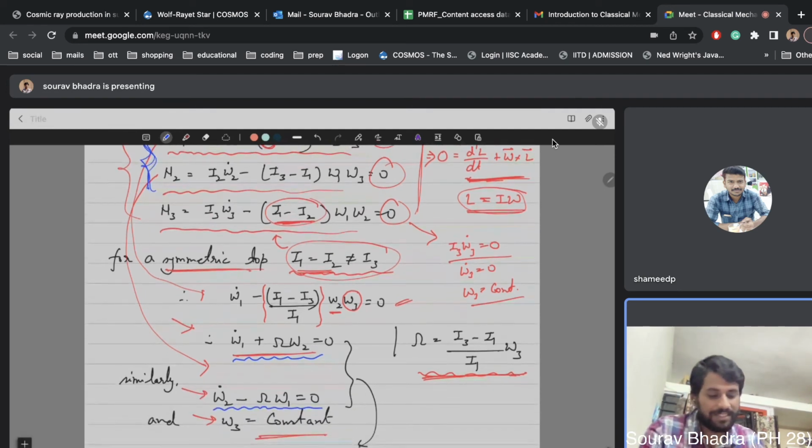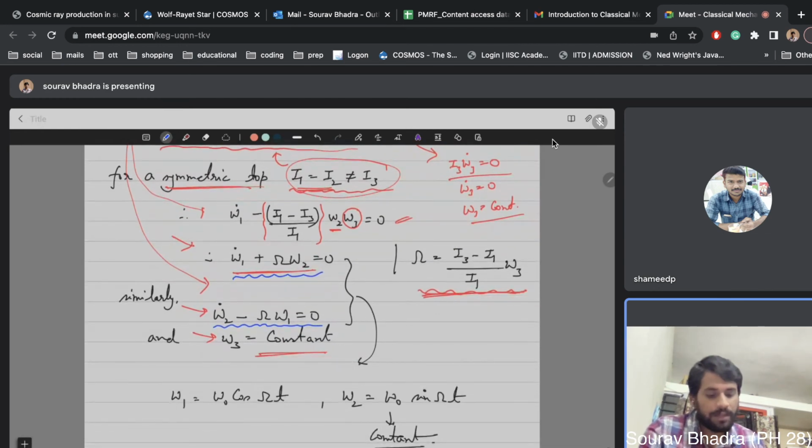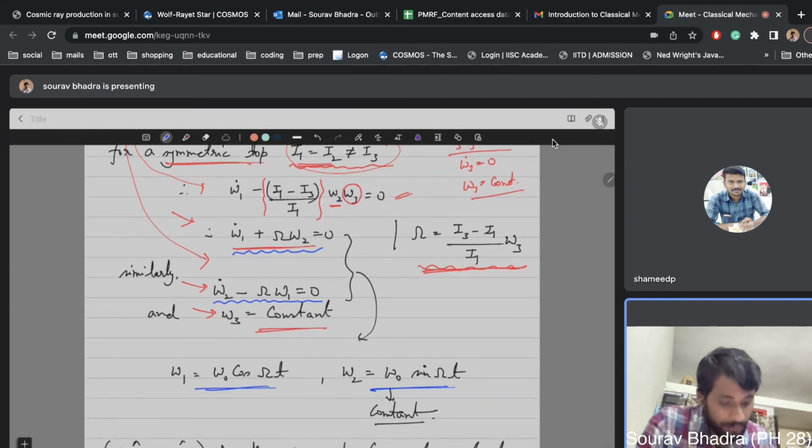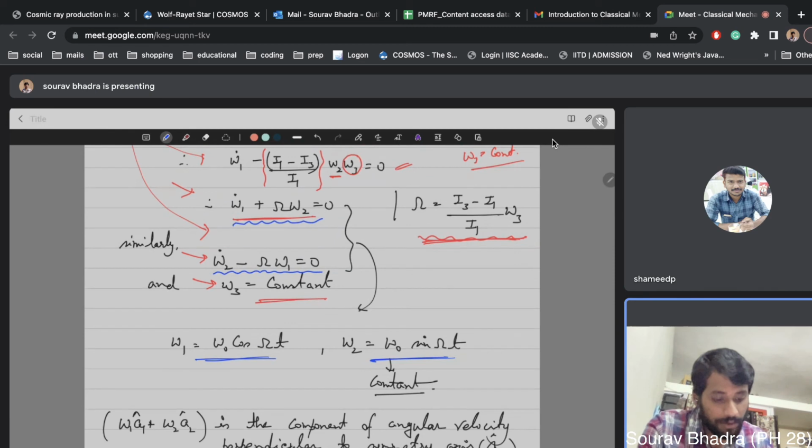So this can be calculated and you will get the solution like this: omega 1 equals omega 0 cos capital omega t and omega 2 equals omega 0 sin capital omega t, where omega 0 is a constant factor. We have not defined till now what the value of omega 0 is, so it is a constant factor. Okay, now the main point you have to understand.